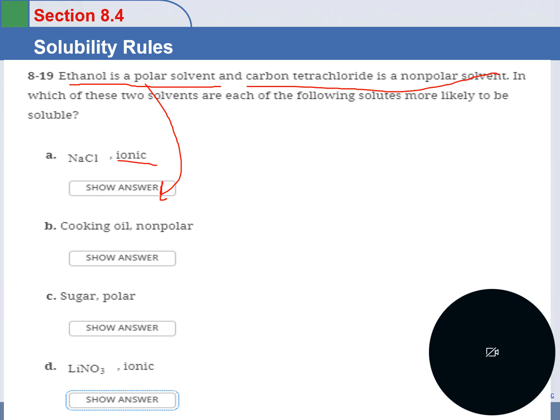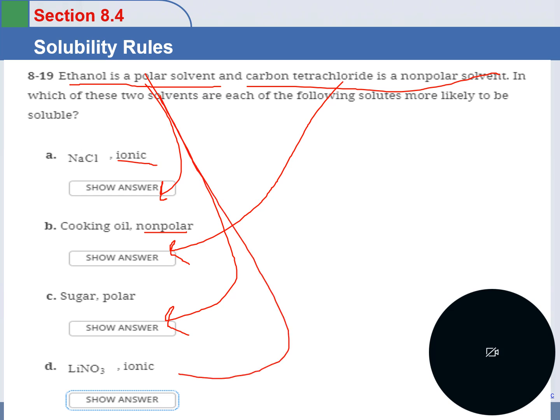Cooking oil, that's nonpolar, hopefully you would say that is the carbon tetrachloride because likes dissolve in likes. Sugar, that would be polar. And lithium nitrate would also be dissolved in a polar substance.